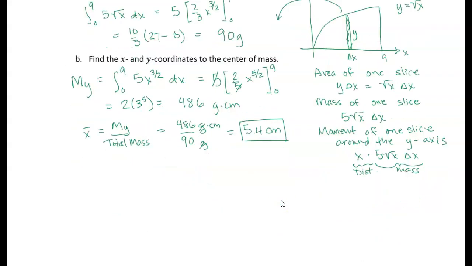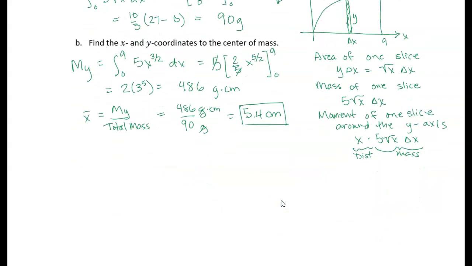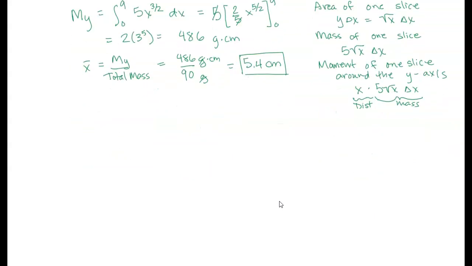All right, so we also have to find the y-coordinate of the center of mass. So we're just going to do something similar. I'm going to scroll down here and redraw my mass, my plate. So this is 9, and this is y equals the square root of x. This is my y-axis. This is my x-axis.